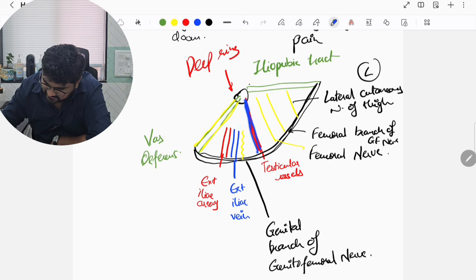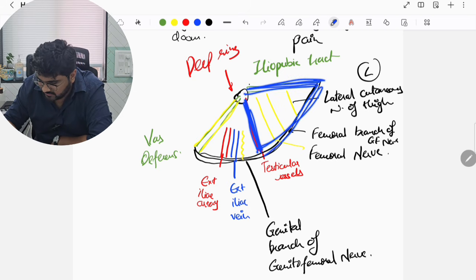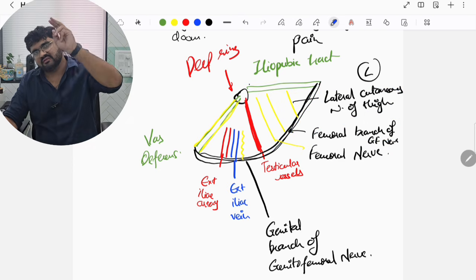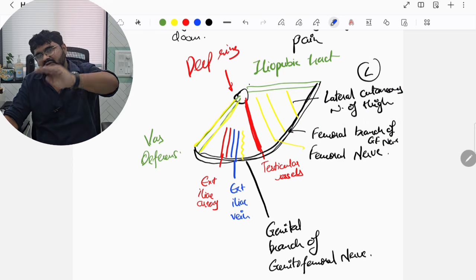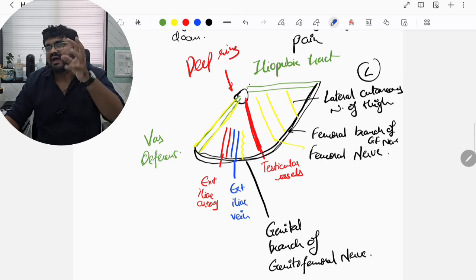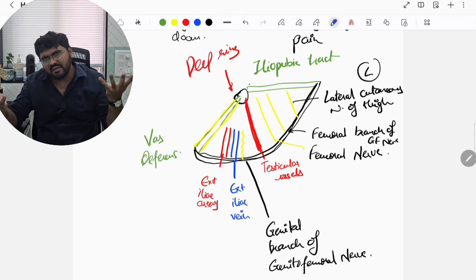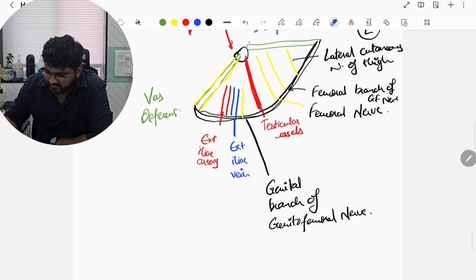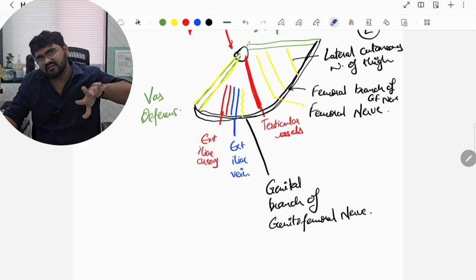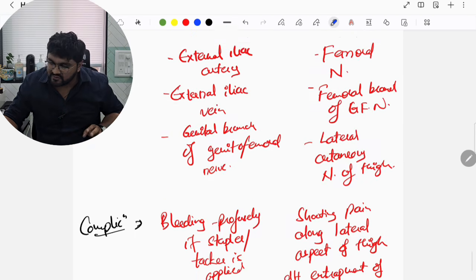And this triangle, which is made by testicular vessels here, iliopubic tract here, and the reflection of the peritoneum, has three nerves: the lateral cutaneous nerve of thigh, the femoral branch of genitofemoral nerve, and the femoral nerve. These are the three nerves which are present. If you put a tacker here, the patient will complain of a lot of pain, because the nerve is getting impinged, and this is known as the triangle of pain, right? So these are the two triangles, triangle of pain and triangle of doom. Together, these two triangles are known as the trapezoid of disaster.